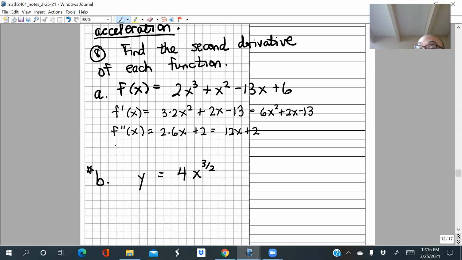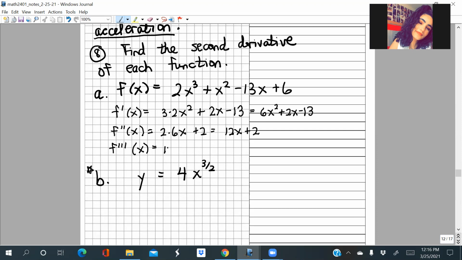And again, we can continue this process indefinitely. So we can calculate the third derivative, which you denote with 3 primes here. The third derivative is just the derivative of the second derivative. What's the derivative of 12x plus 2 going to be here? That's easy. So what is the derivative of 12x plus 2? Someone? 12. Yeah, just plain 12, right?